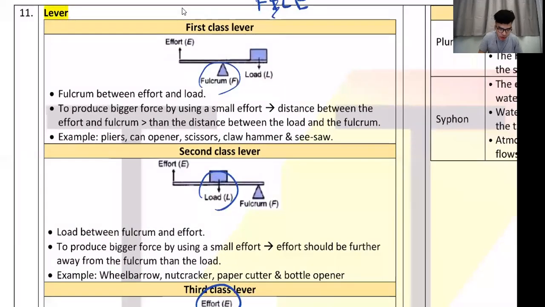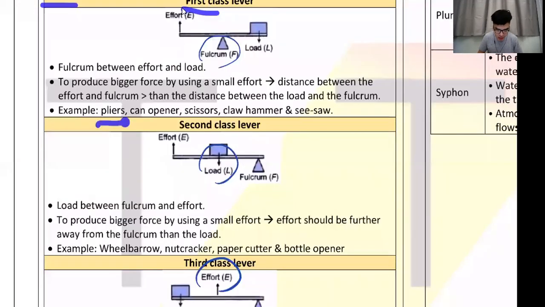So first class, what do we have? We have our plier. This plier and scissor is the same thing. They have the point in the middle. That's the fulcrum. Okay, and then can opener, the thing you use to open your beer. And then claw hammer. Seesaw. You have things going this way. See, fulcrum is in the middle. That's the first class lever.